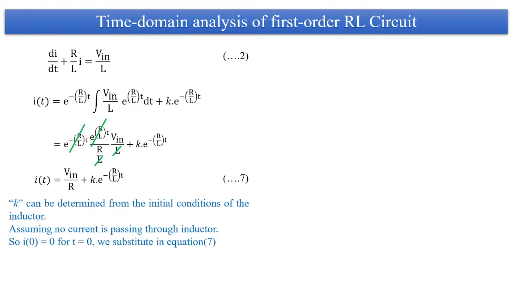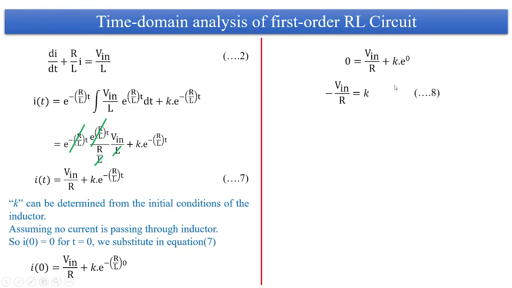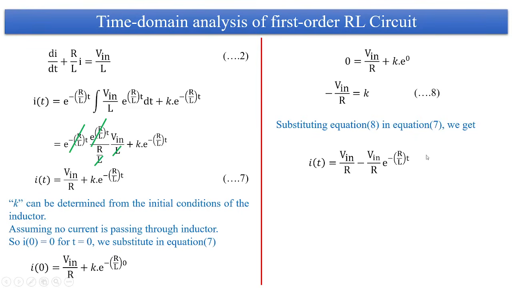We are assuming here that the inductor doesn't store any kind of energy. So initially the current through the inductor is 0. If that is true, we take the current equal to 0 at t equal to 0, and we get the value of K. Applying this value of K in equation 7, we get i of t, which is nothing but V in by R times 1 minus e power minus R by L t, and this we are treating as equation 9.